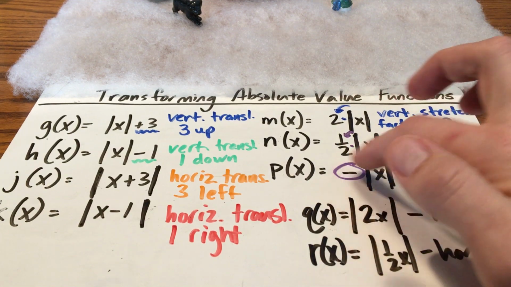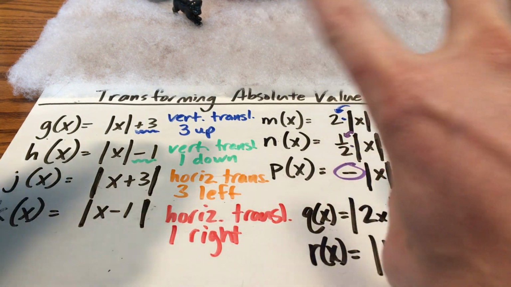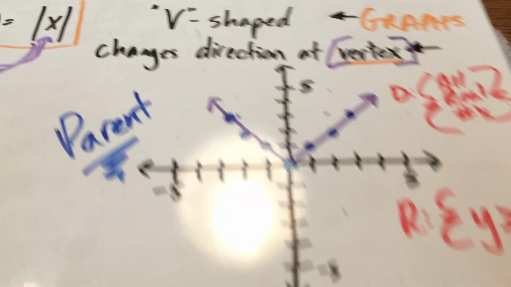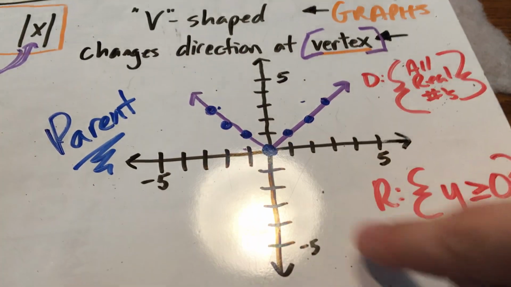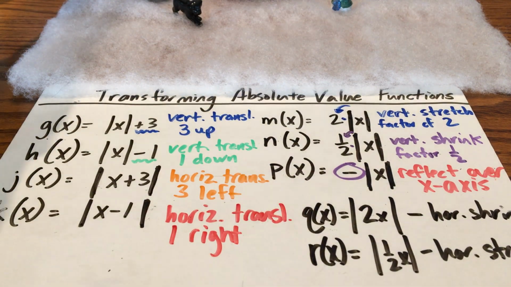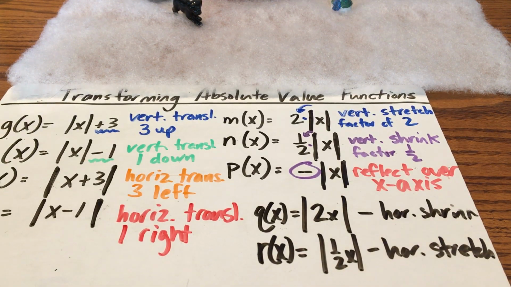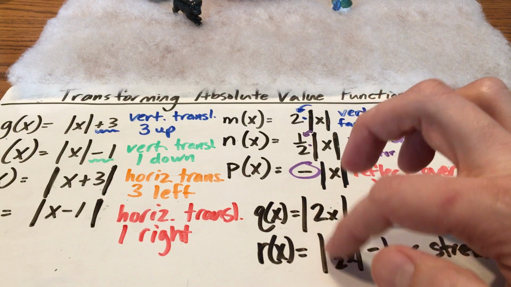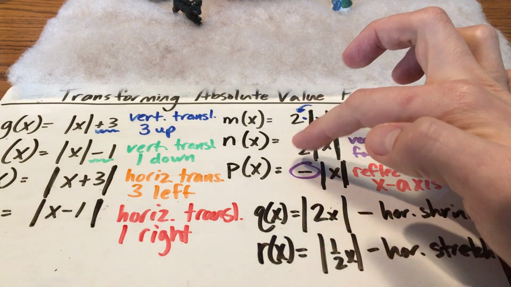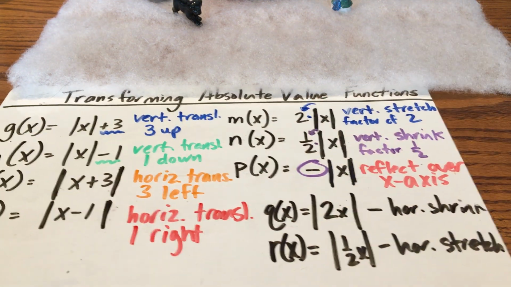If they have a negative on the outside, that's going to take the graph, instead of the letter V going up, the letter V would be flipped and going down like this. That's what the negatives are going to look like. They're going to be pointing down instead of pointing up. That's a reflection over the x-axis. And then the horizontal ones, I really don't think you'll encounter today, but just in case you do, that's where they would be multiplying inside instead of multiplying on the outside like we have up here.